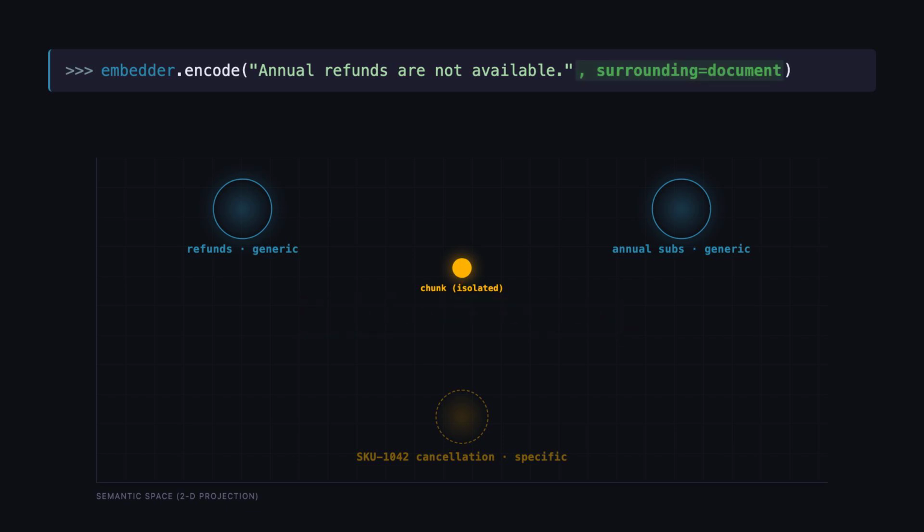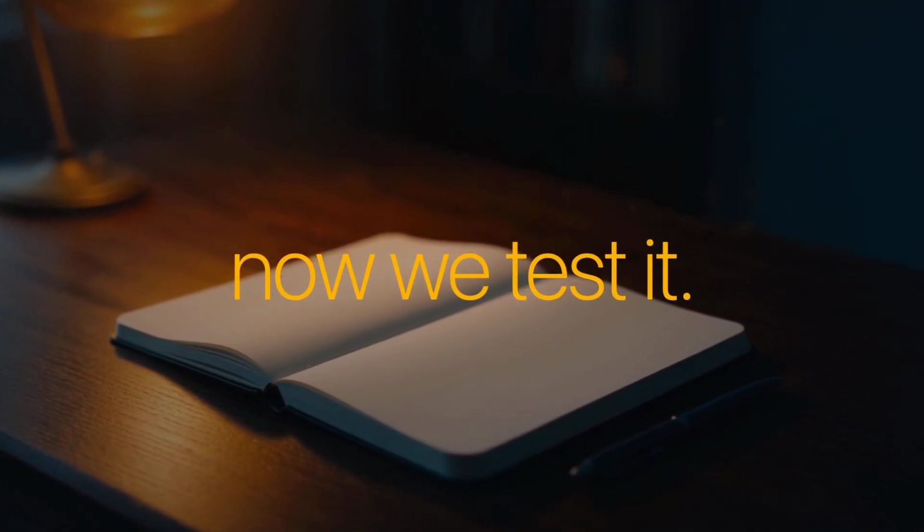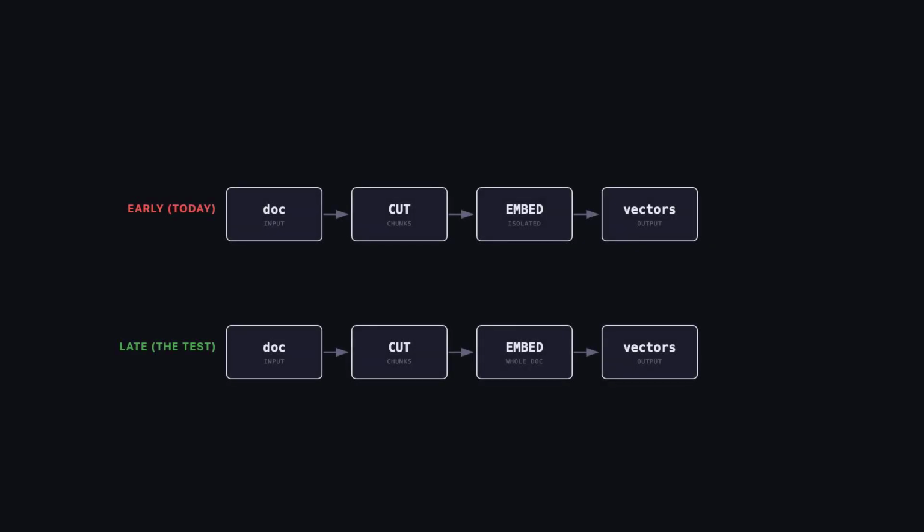So here's the hypothesis. If we could give the chunk back its context, embed it together with the document around it, retrieval should improve. The chunk would carry the heading, the surrounding terms, the document's voice. Same words, more memory. That's the idea. Now we test it. Late chunking is the test. 2 words. Flip first, embed second.